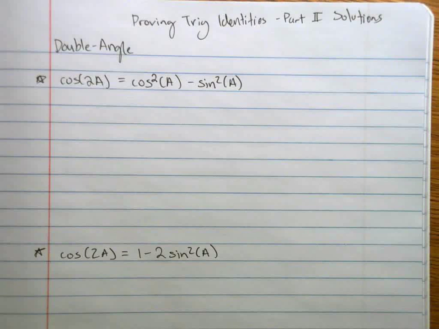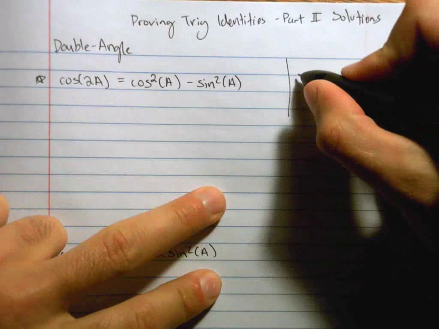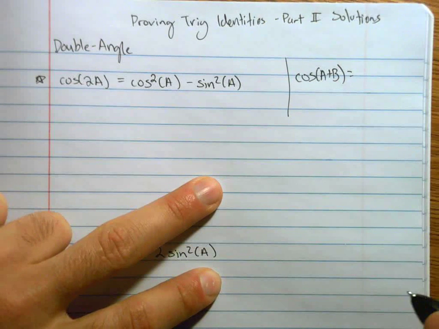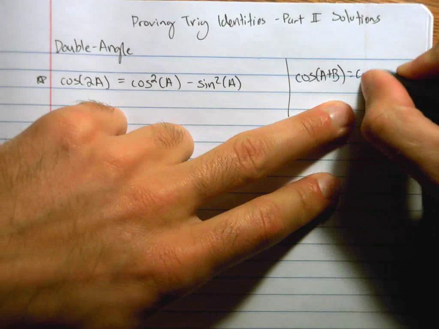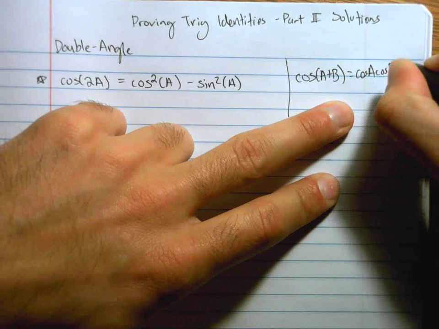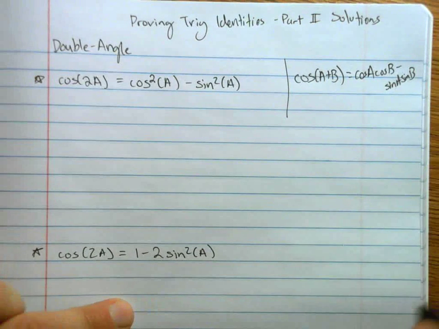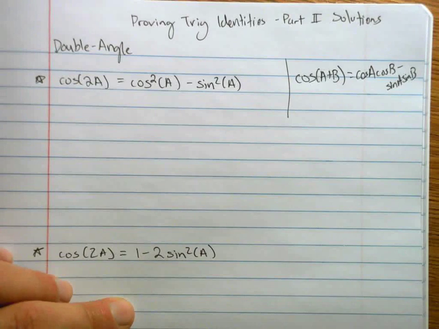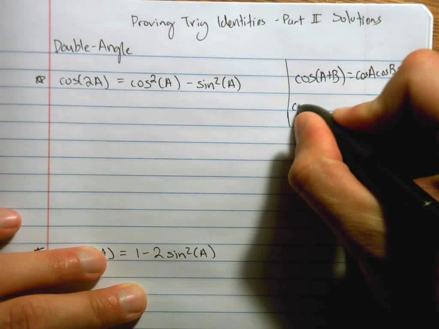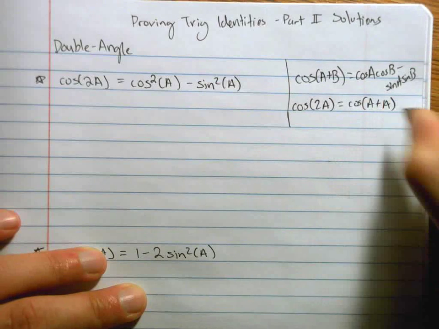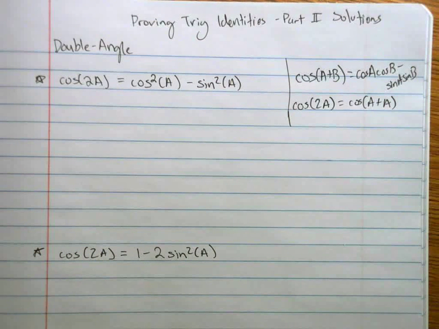The additive identity, so that's something that we have to know, so we should write that to the side: cosine of a plus b equals something. What does it equal? Right, cos A cos B minus sine A sine B. And we're going to use a trick, right, that cosine of 2a equals cosine of a plus a. That's our trick. That's the trick in each of these proofs of the double angles.